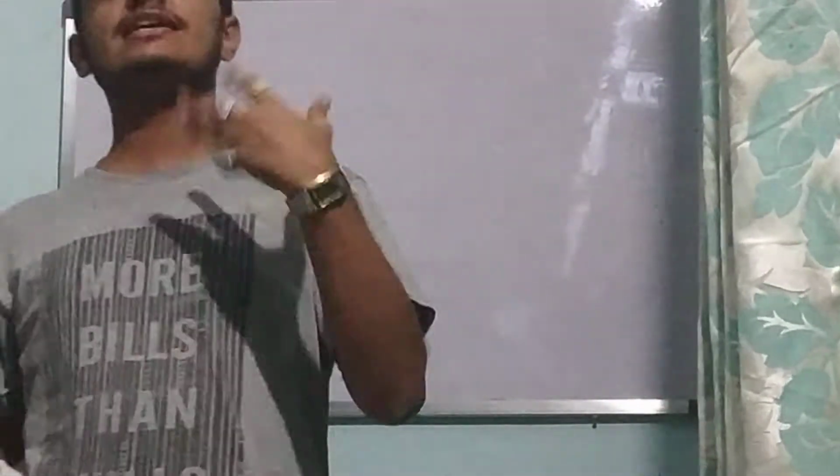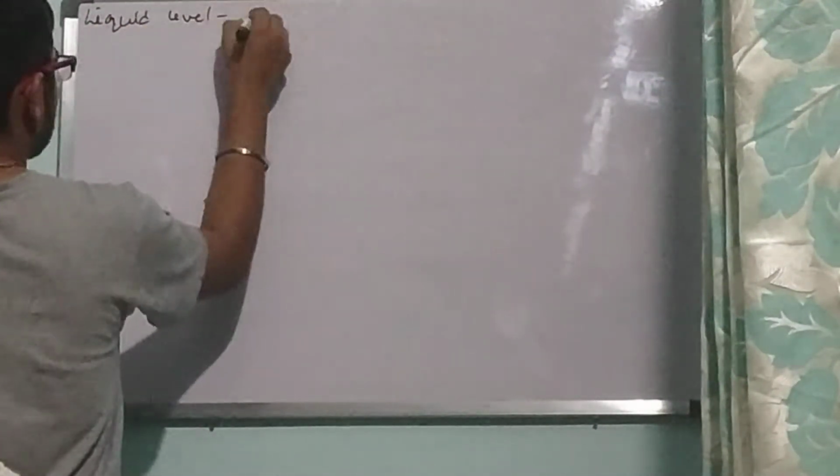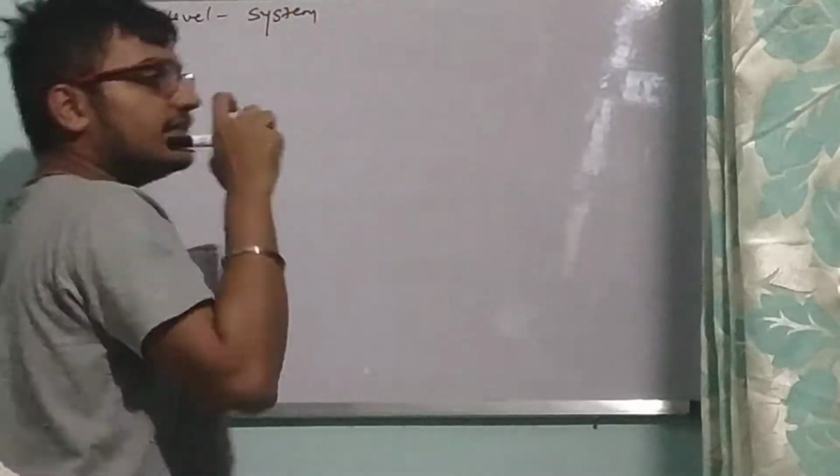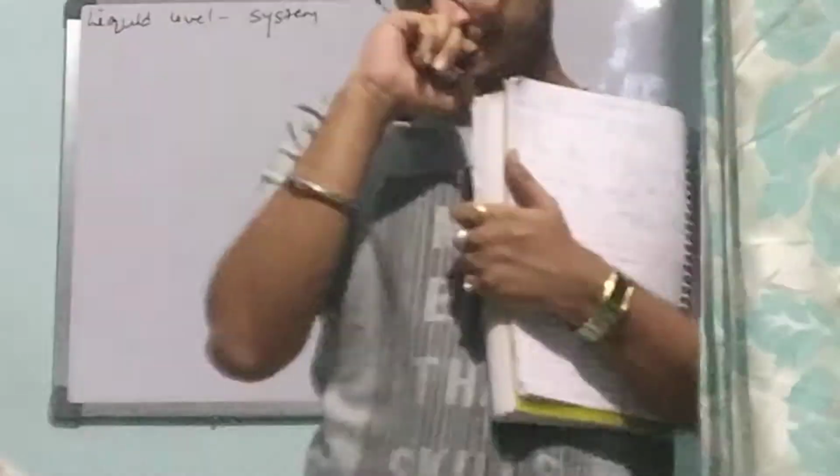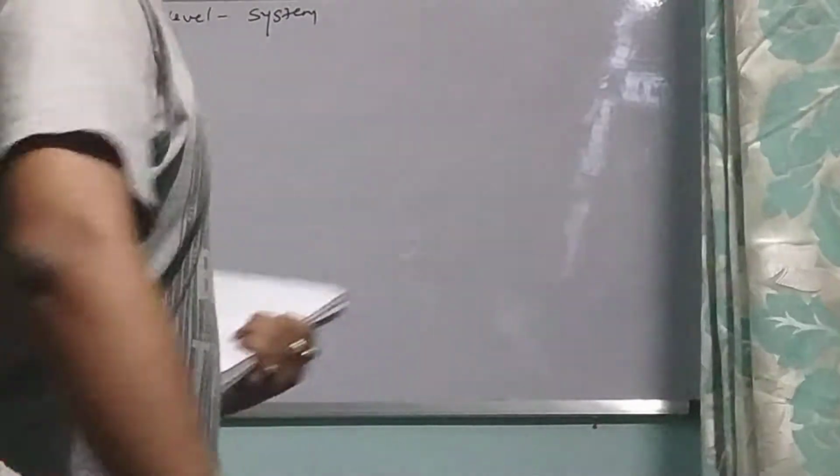Now we have seen the transfer function for first order, that is for the mercury thermometer. Now let us see various other examples for first order response. First one, liquid level system. First order system, we have seen the example as mercury thermometer. Now we'll see the liquid level system.